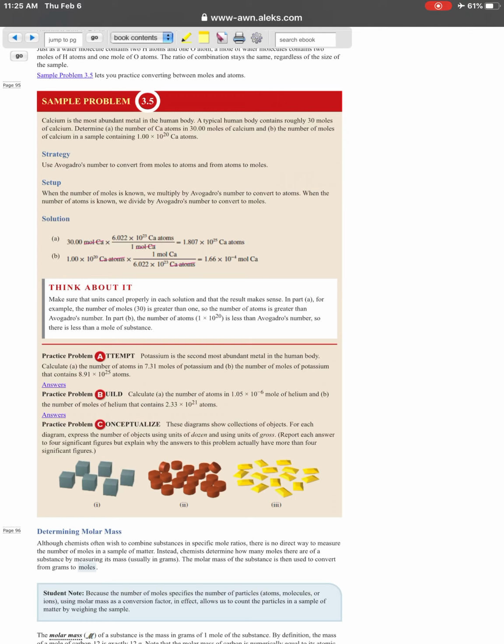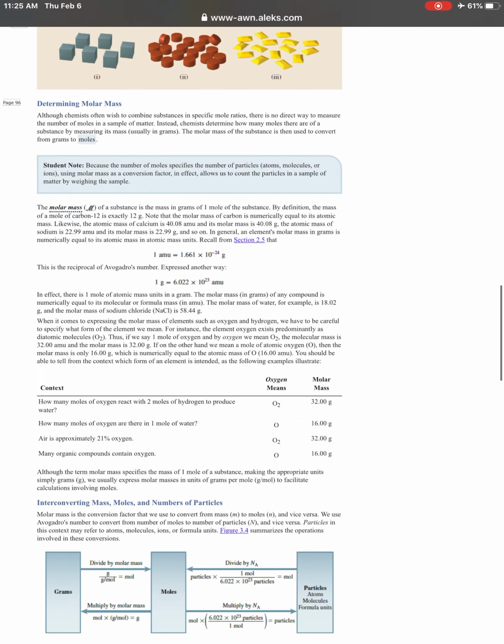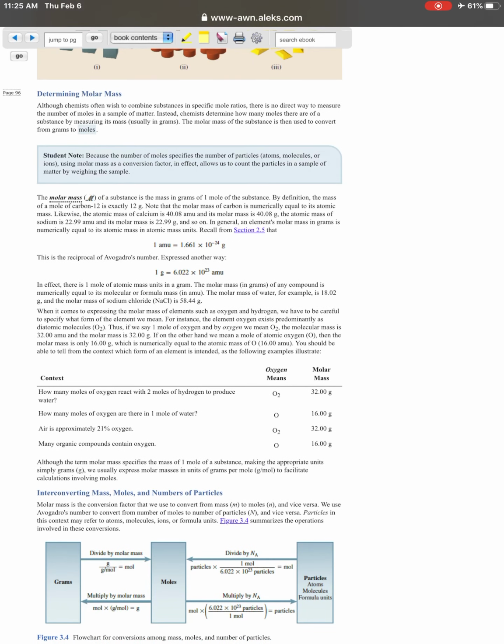So notice when you're calculating the number of atoms, it's usually a very large number. When you're calculating the number of moles, it's usually a very small number, or at least smaller than the number of atoms, that's for sure. So try these practice problems. Now, let's get into something called molar mass.